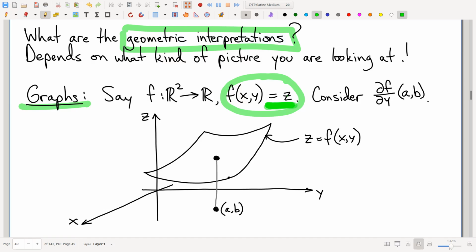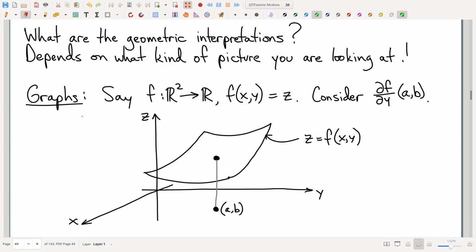Okay, so in the graph context, there's our graph. If I am at a point in the domain, (a, b), and if I want to take the partial derivative with respect to y, what does that look like on this picture? Everybody see the question and setup?